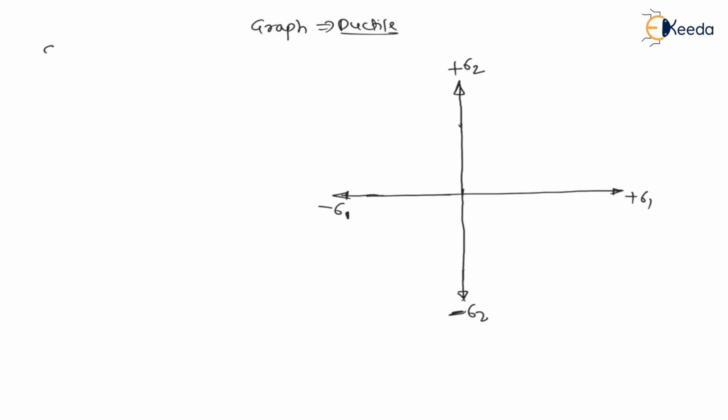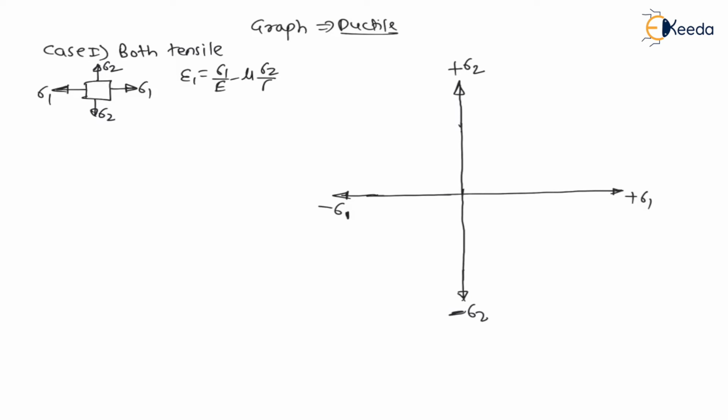Let us say case 1. We are considering both tensile, sigma 1 and sigma 2, both tensile, like stresses. Let us say this is sigma 1 and this is sigma 2. Now here, what is E1? E1 is sigma 1 by E minus mu sigma 2 by E. And what is E2? E2 is sigma 2 by E minus mu sigma 1 by E.